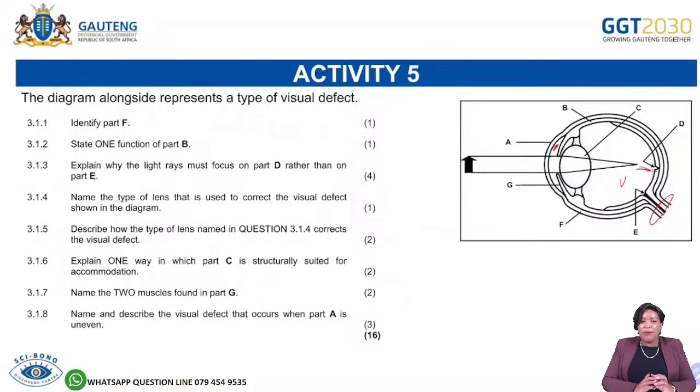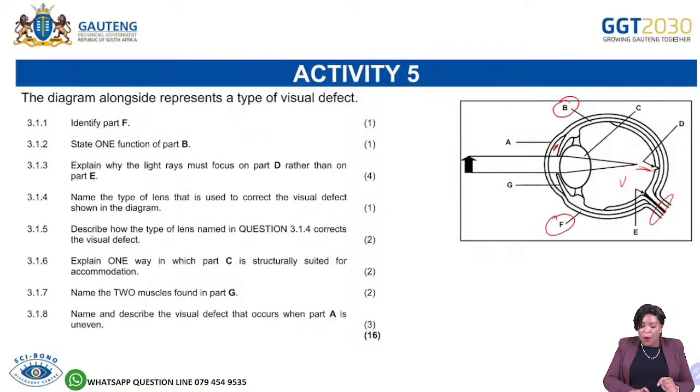Right. Then we come to the questions. 3.1.1, identify part F. You come to say, okay, what is part F? Part F looks like the outermost layer, because there is part B there. Part B might be the middle layer, you see? And then state one function of part B. I want to do 3.1.1 and 3.1.2 together. Function of part B. So you see, part F and part B, these are the parts. F and B, so what are they?